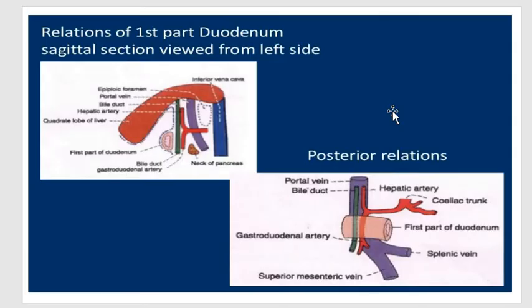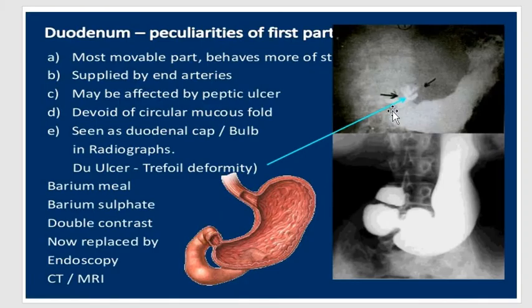Now moving ahead to the peculiarities of the first part. The first part of duodenum is very important. Why is it important? Because this is the part of duodenum which is affected by peptic ulcers. So why are peptic ulcers more common in the first part of duodenum? Because of the direct exposure to the acidic contents or alcohol which reach it from the stomach, directly to the first part of duodenum.